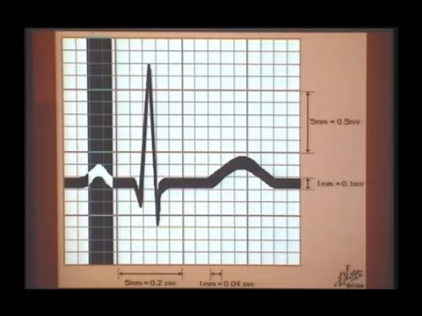The P wave duration is measured from the beginning of the P to the end of the P wave. Amplitude is measured from the baseline to the peak of the P wave. Very simple. Beginning to the end is the duration. Base to the apex is the amplitude. For each one of the waves, you have to remember a particular number. For the P wave, you have to remember 2.5.